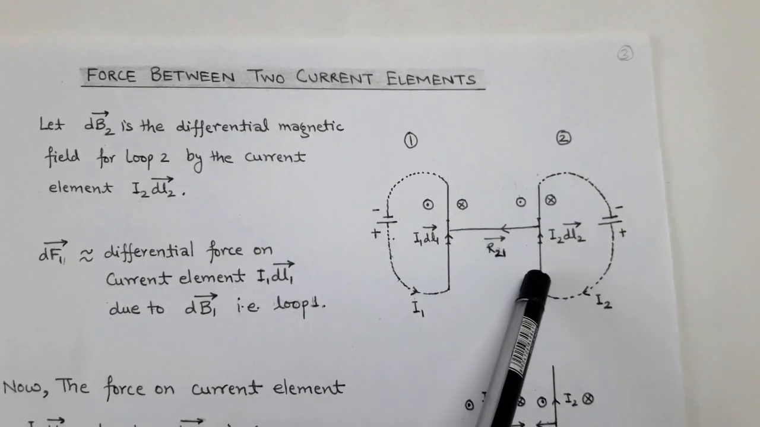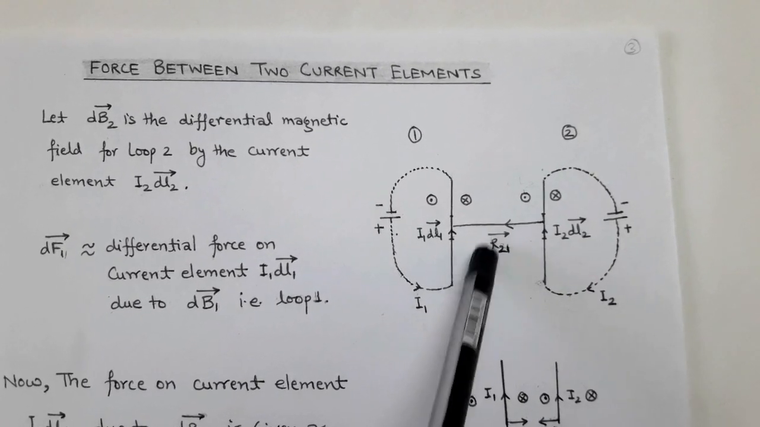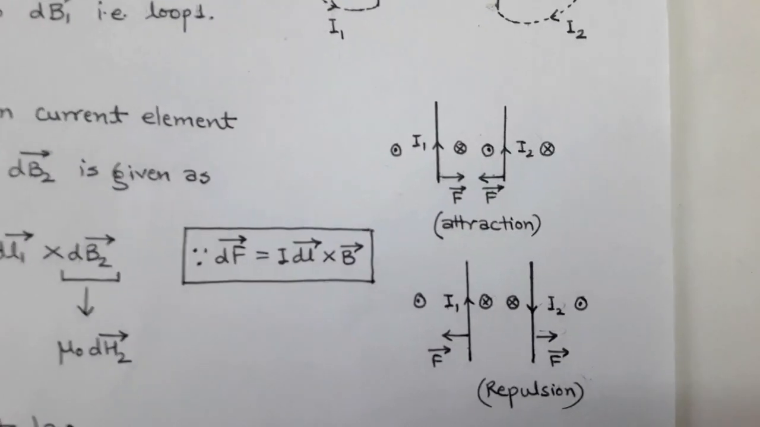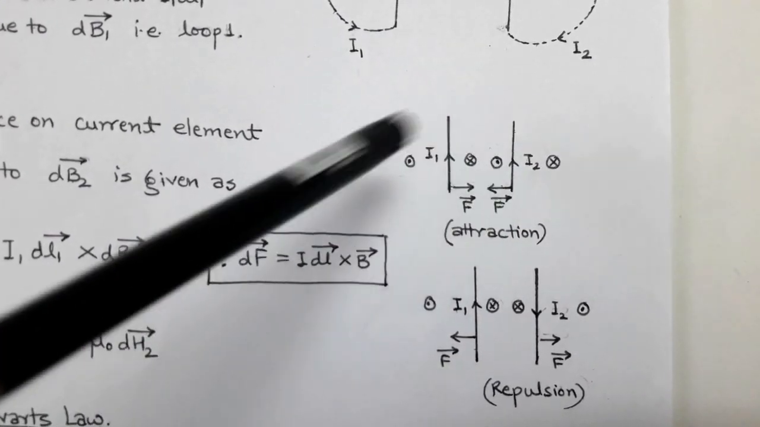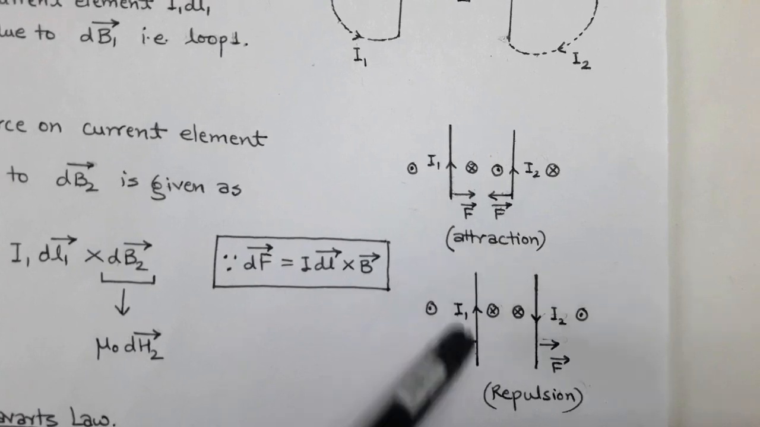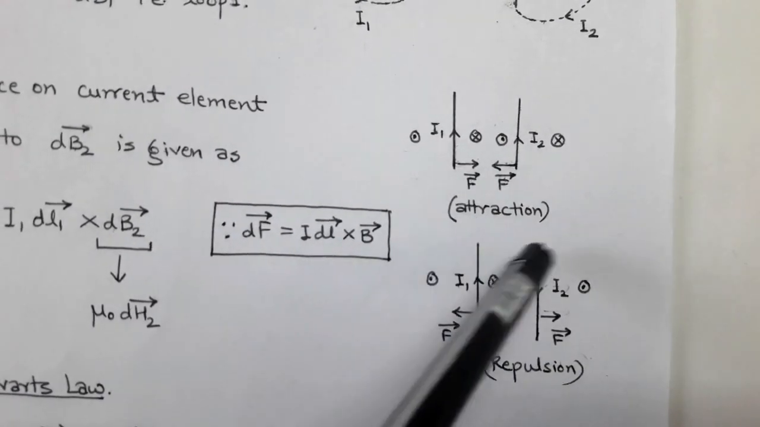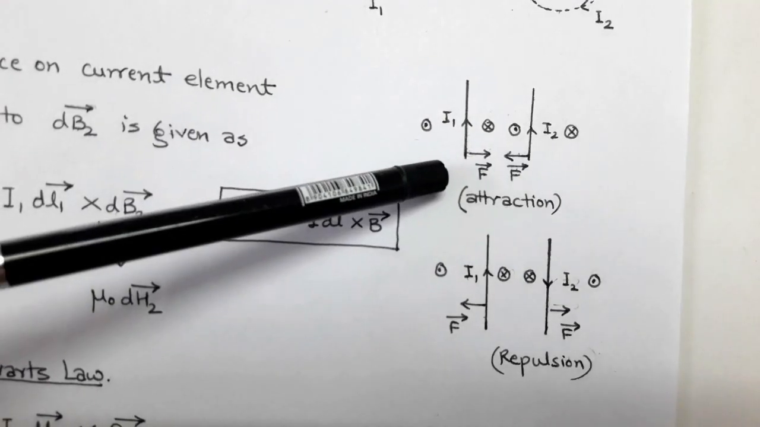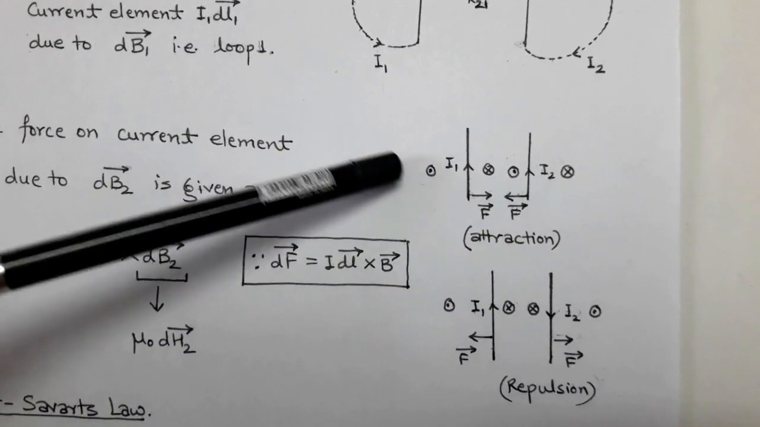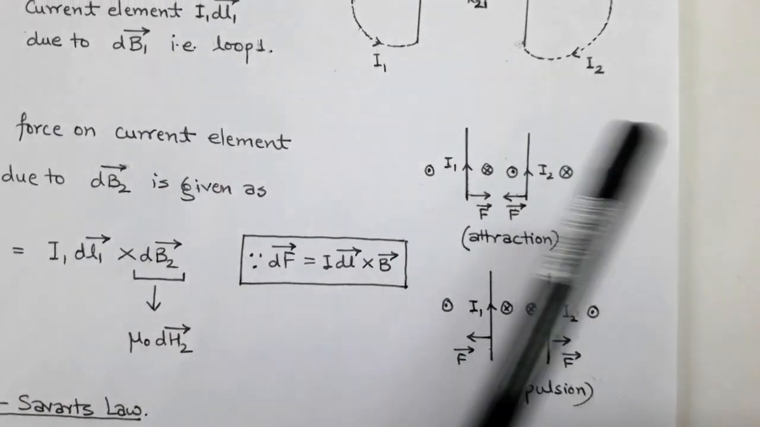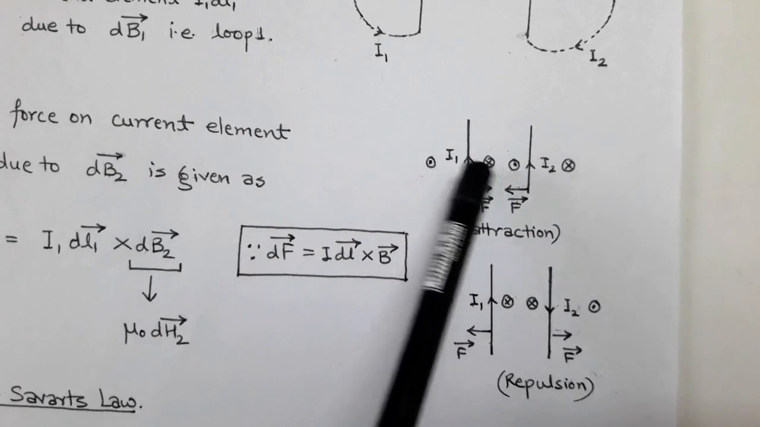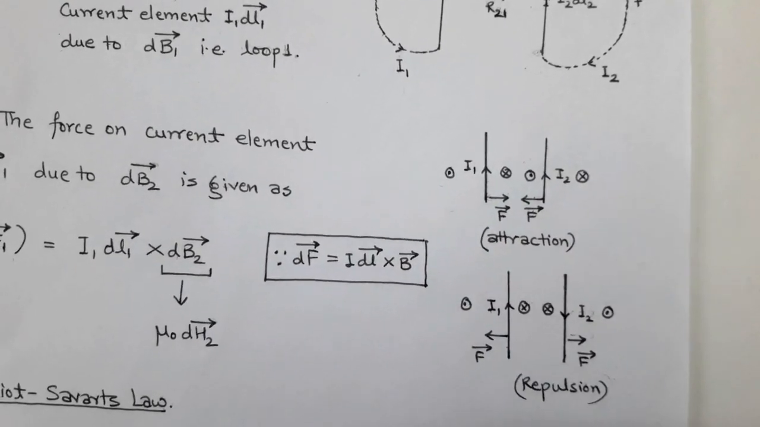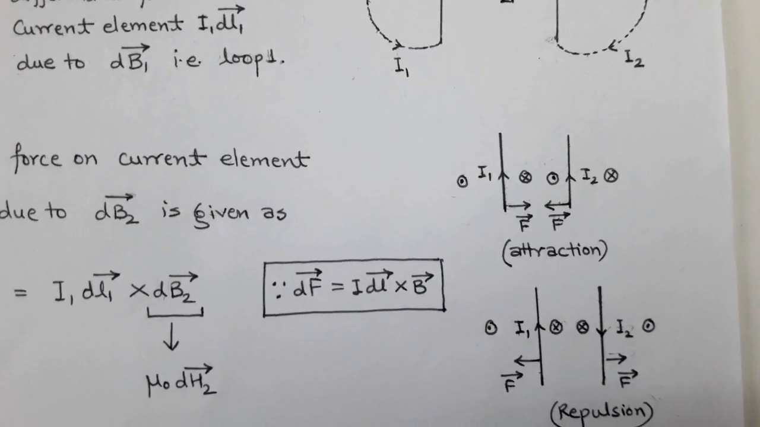Now as the current is flowing in both the current elements, there is a force between these two current elements that depends upon the direction of the currents. If the currents I1 and I2 are flowing in the same direction, there is a force of attraction, while if the currents I1 and I2 are flowing in opposite directions, there is a force of repulsion, as shown in the figure. Conductor 1 carries a current I1, so around this conductor there is a magnetic field, and the direction of the magnetic field is shown by dot and cross. Similarly, the current flowing in conductor 2 is I2, and its magnetic field is also shown in the figure.